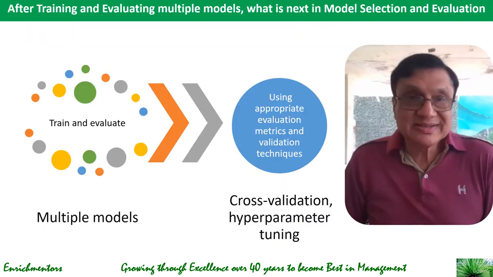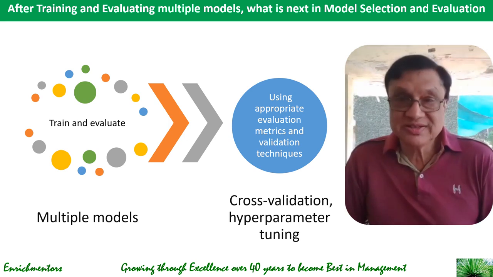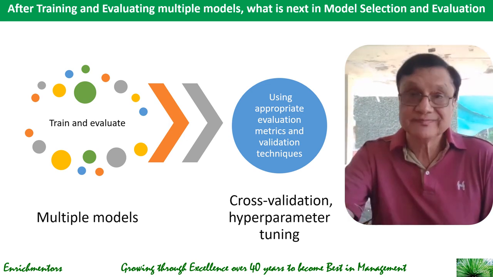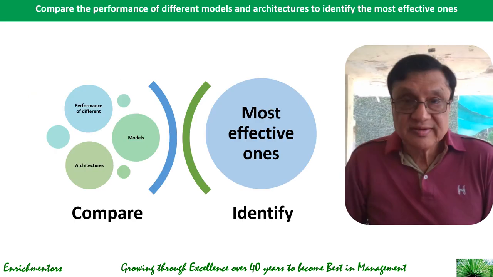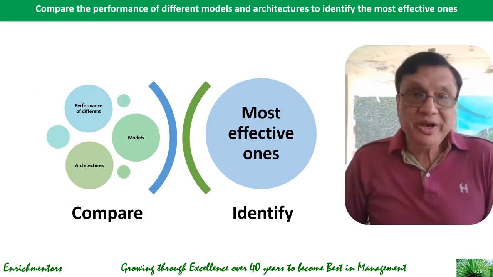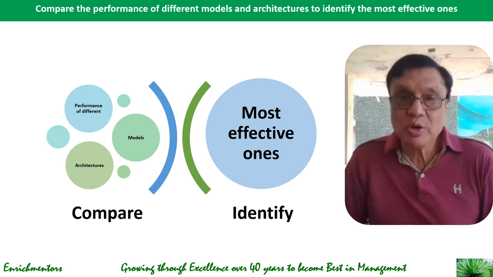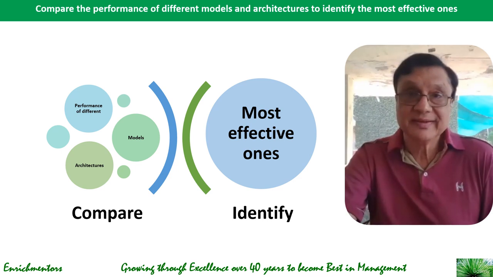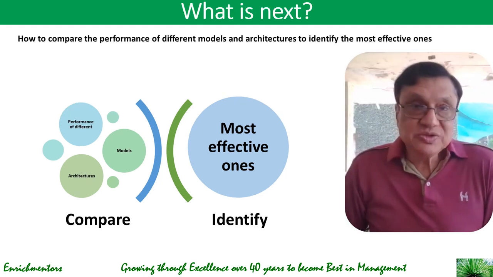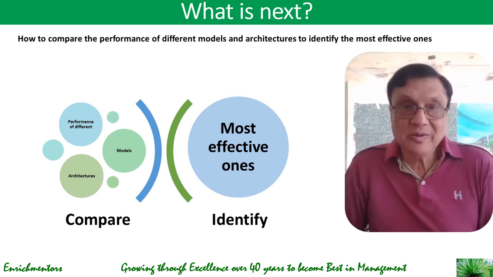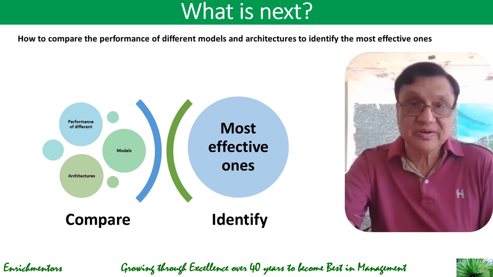So what is next after training and evaluating multiple models in the model selection and evaluation process? Any thoughts? The next thing is to compare the performance of different models and architectures to identify the most effective one, right? And that is what we will do in the next lecture. We will talk about how to compare the performance of different models and architectures to identify the most effective one.